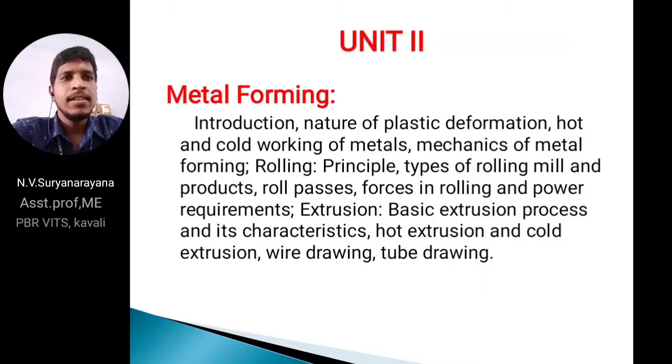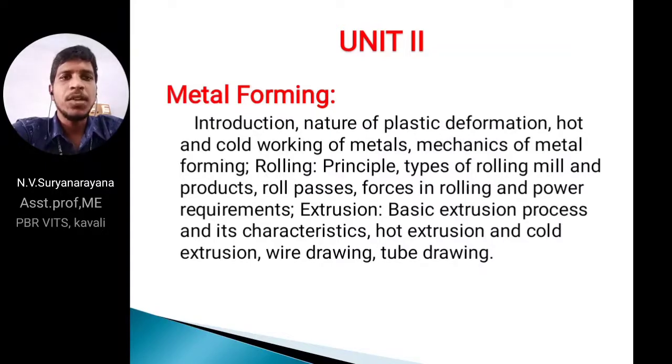Next, coming to unit 2. Unit 2 we have metal forming process. In this we will discuss about hot working and cold working. Next, rolling process and extrusion and forging. First of all, coming to metal forming. Introduction, nature of plastic deformation, like changing the shape or geometry. Hot and cold working of metals.